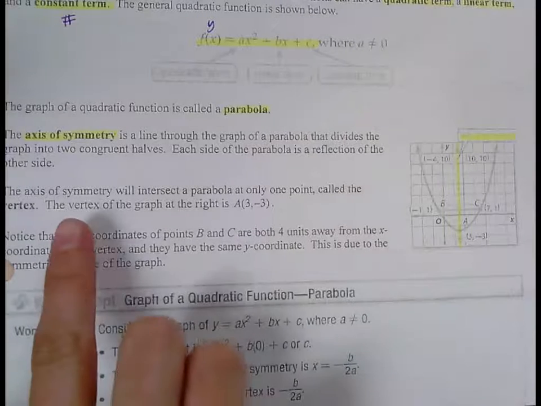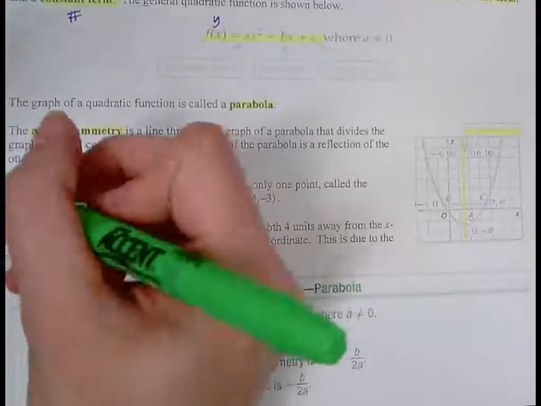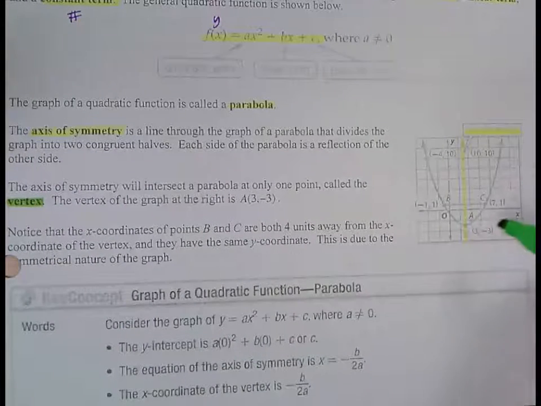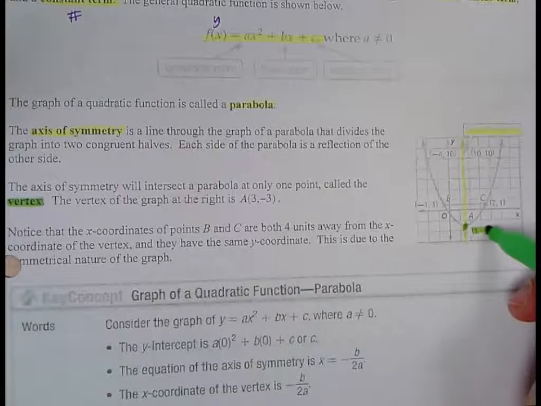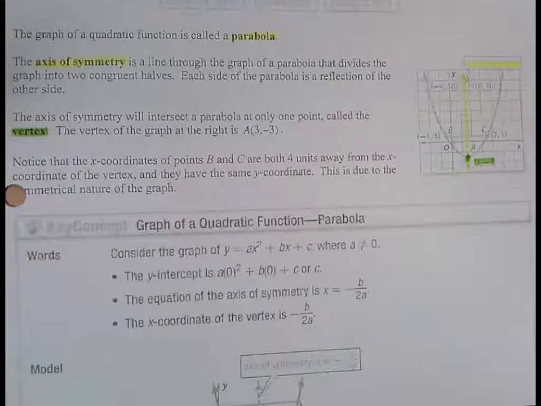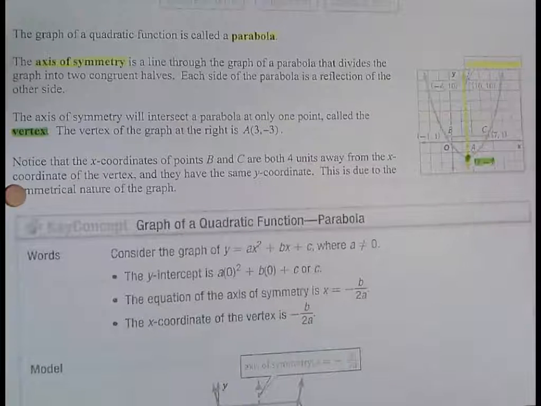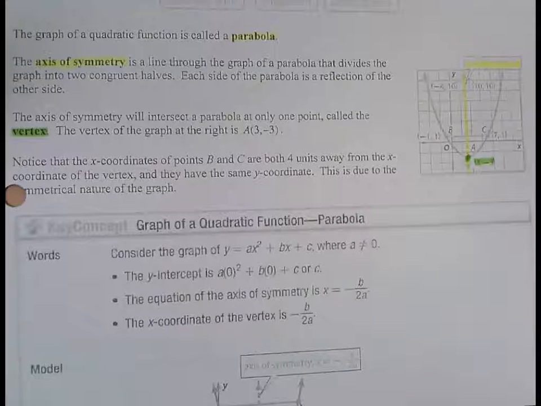And then the axis of symmetry will intersect a parabola at only one point, and that's the vertex of the parabola. So on this parabola that's given to us, the vertex is this point A, and it gives the coordinates 3, -3. For every parabola, the vertex is either the lowest point, like in this case, our parabola is opening up, the vertex is the lowest, or if the parabola opens down, the vertex would be the highest point. And then this next part is talking about the symmetrical nature of the graph.